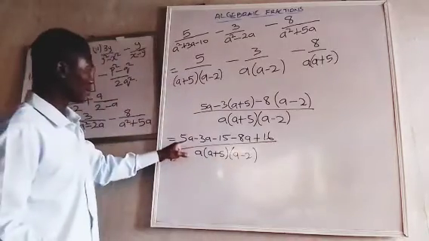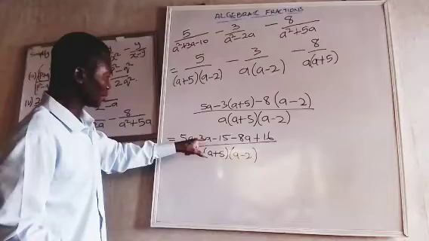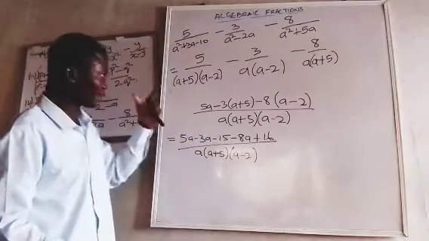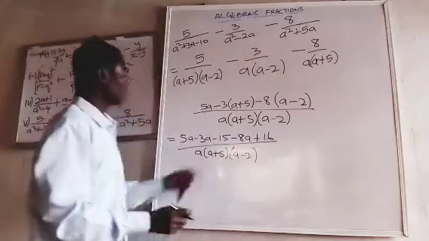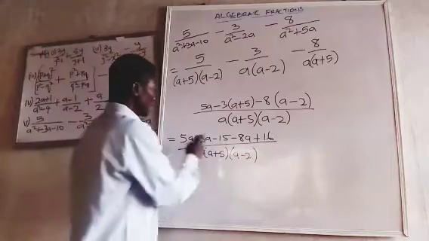Now, look at this. 5a minus 3a, that's 2a. Minus 8a, that's minus 6a.